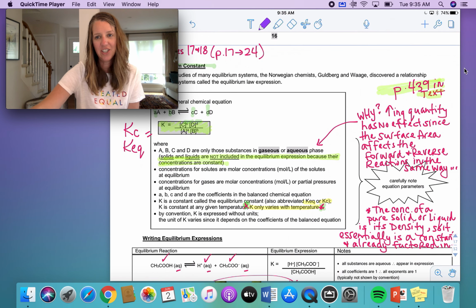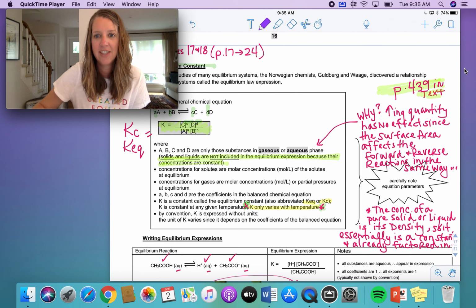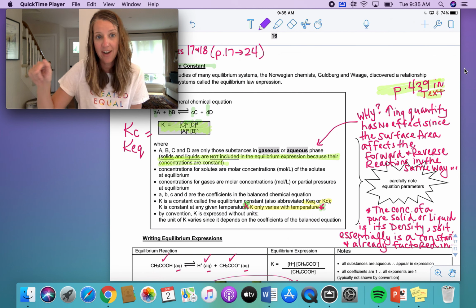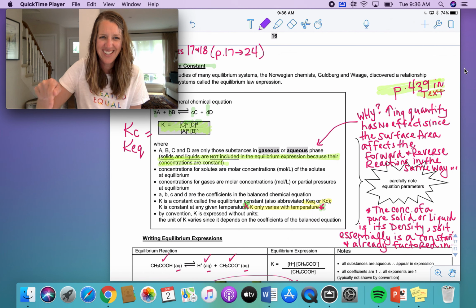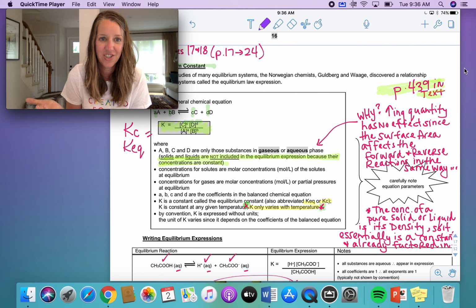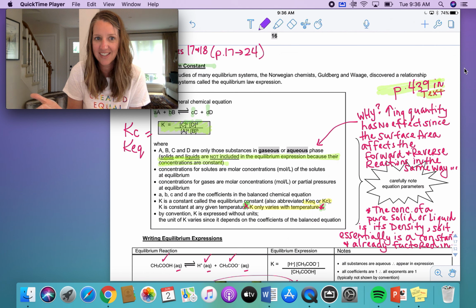And again, I'll encourage you to go back to page 439 in the textbook or see if you can summarize it as best you can. I summarized it as best as I could right here, but that's the hardest thing to think about. It just means that it's already factored in because concentration is density. So you're not changing the concentration, you're just adding more or less. And that's not going to affect the equilibrium, all right?